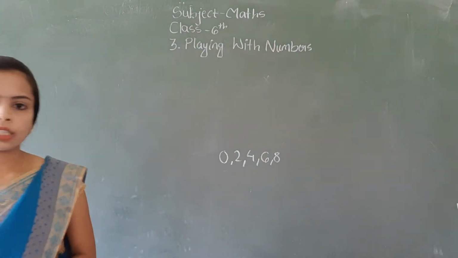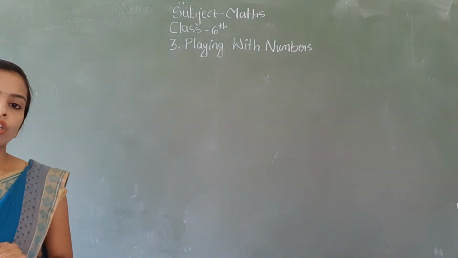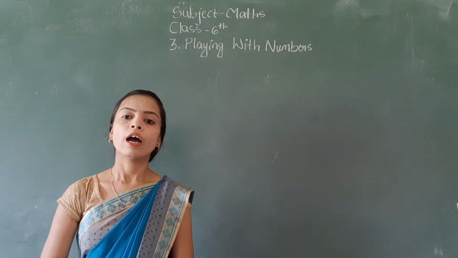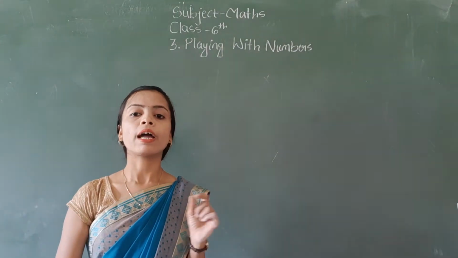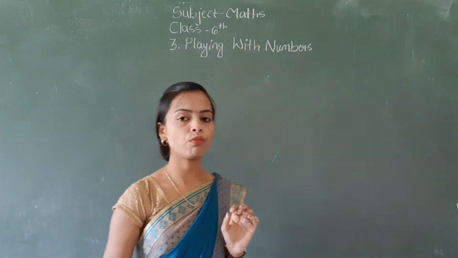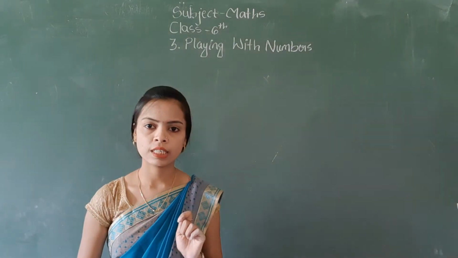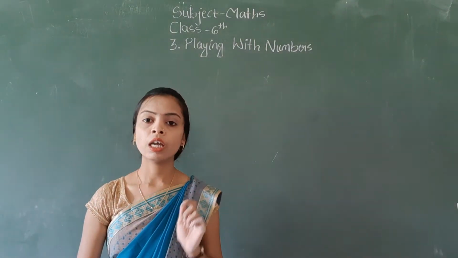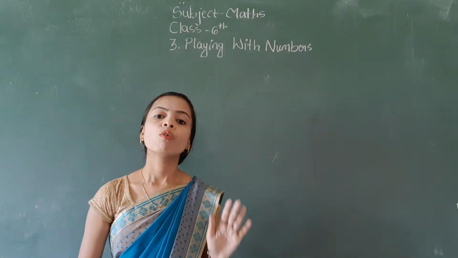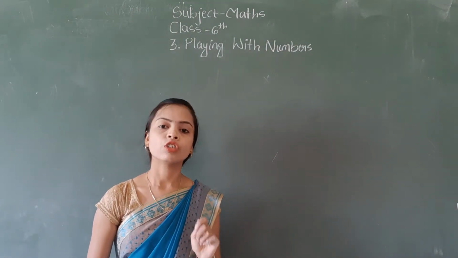After that there is divisibility by 3. If we want to check whether a number is divisible by 3 or not, how will we check? We check it by adding the digits of that number. If the sum of the digits is a multiple of 3, then we say that the given number is divisible by 3.